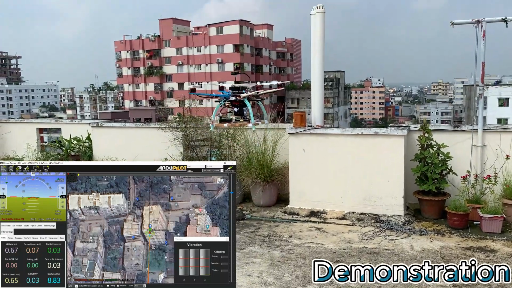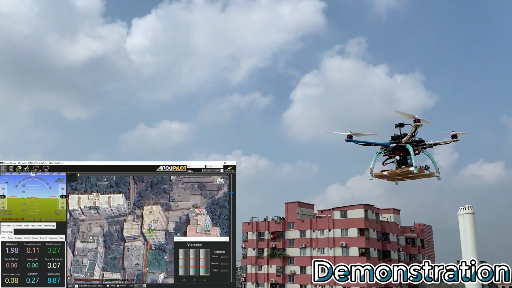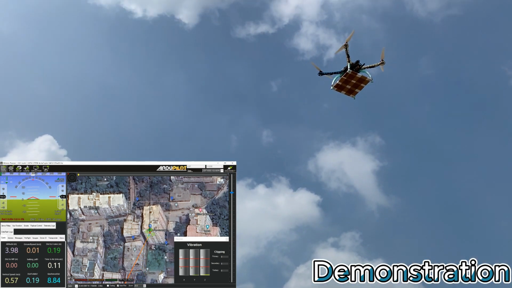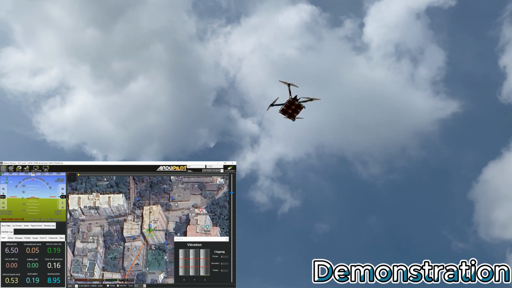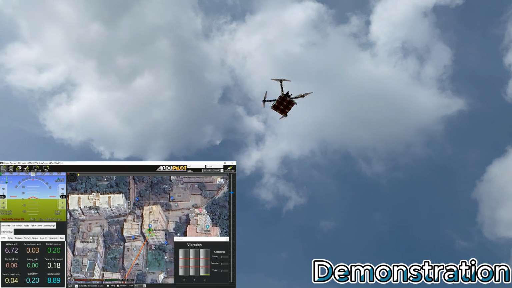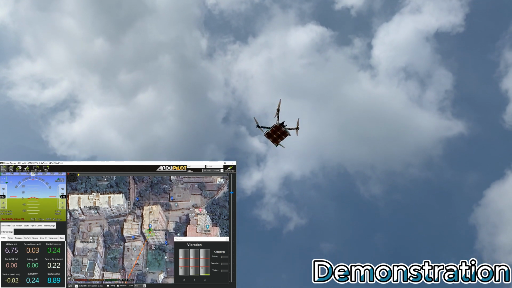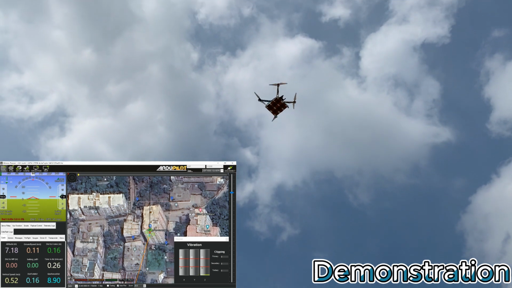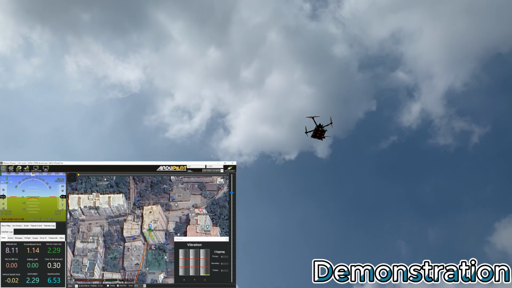As you can see, it's taking off. It's a bit heavy, so it requires more thrust to achieve an altitude. So the sunshine is very high. I can barely look at the sky with my eyes open. So I believe you can see the drone. Let me increase the altitude a bit more and displace it from its home location a bit.